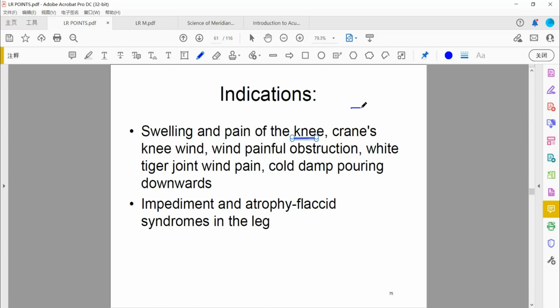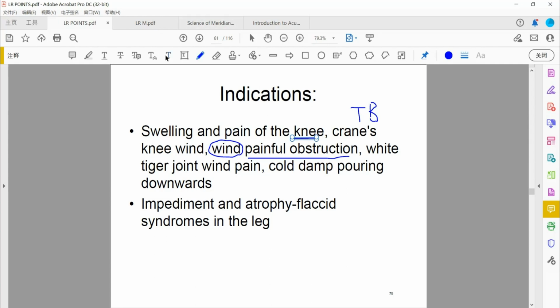That's TB, because TB invades the knee joints, right? If the TB is in the lung, that will be tuberculosis. TB in other parts, like in the knee, will be cramps knee wind. When painful obstruction, Bi syndrome, is dominated by wind, it is white tiger joint pain, joint wind pain.